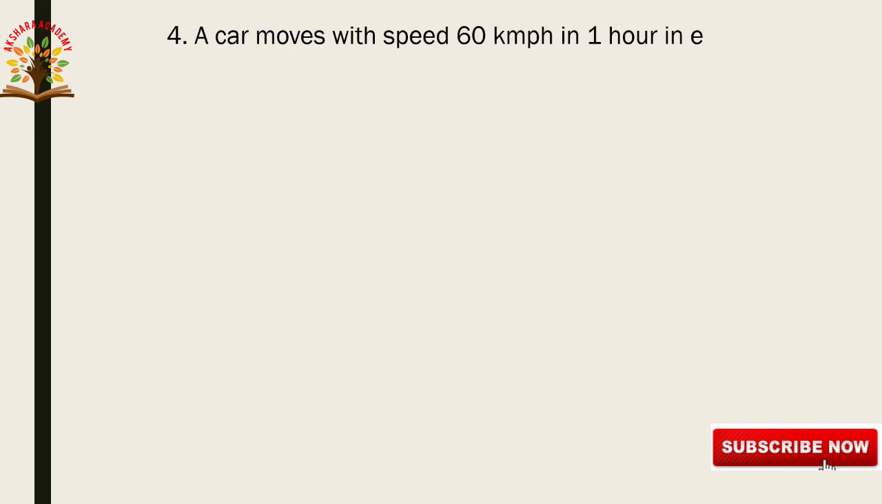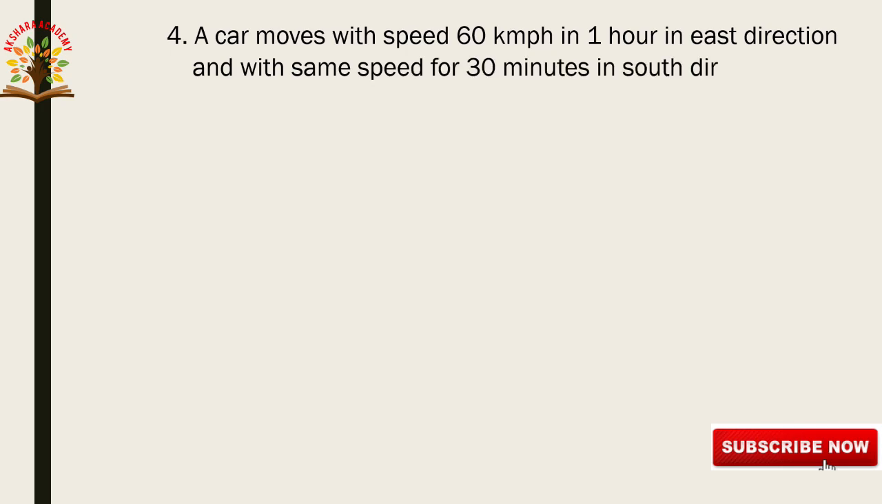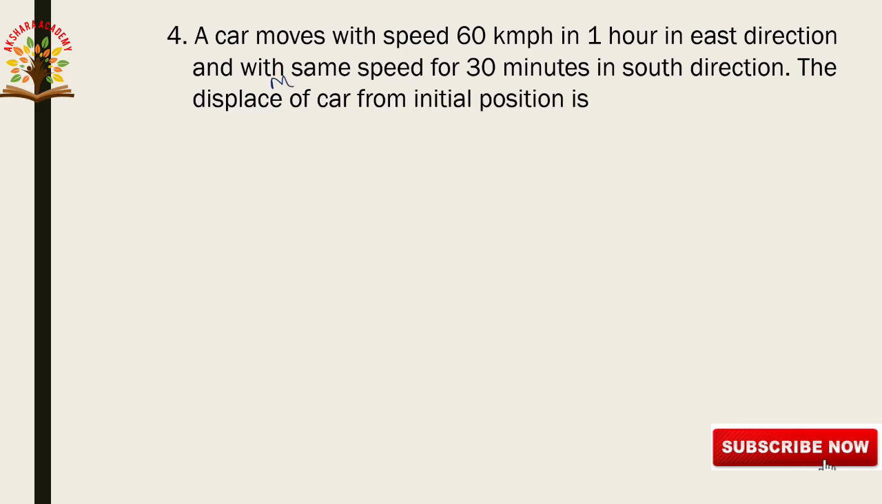Okay, next question. A car moves with a speed of 60 km per hour for 1 hour in each direction and with the same speed for 30 minutes in the south direction. Then the displacement of the car from the initial position is. In this question they have given 60 km per hour for 1 hour in each direction with the same speed for 30 minutes in the south direction. Here you have to calculate the displacement of the car from the initial position. Let us go to the solution.